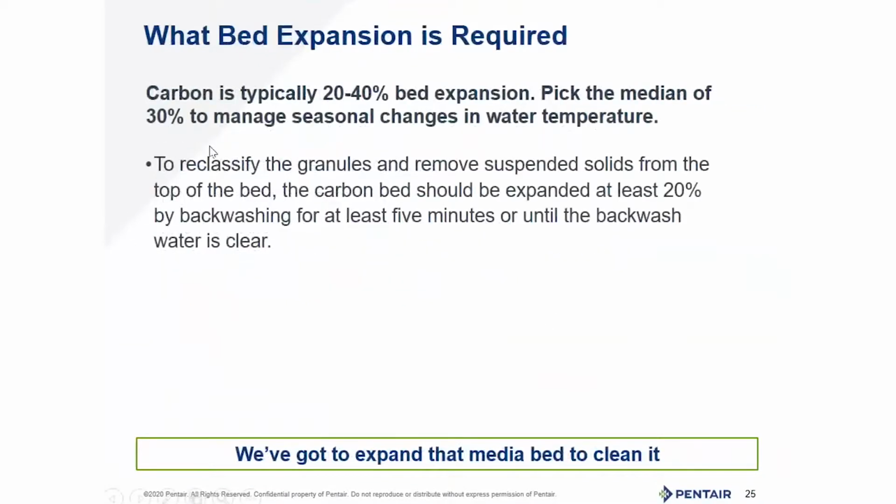So for activated carbon, bed expansion is typically 20 to 40%. I shoot for 30%. Why? Because that'll balance out seasonal changes in temperature, because backwashing is temperature dependent. You're going to want to backwash for at least 5 minutes until the backwash water is clear, and the bed should be expanded a bare minimum of 20% to properly.